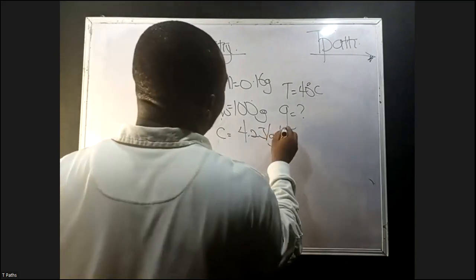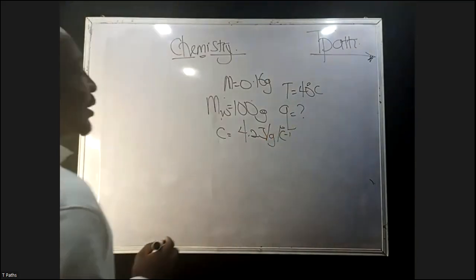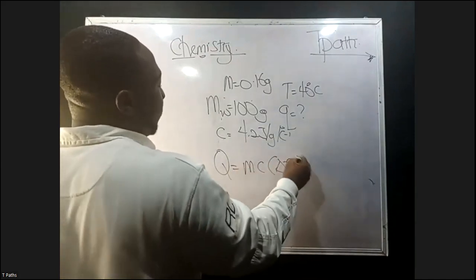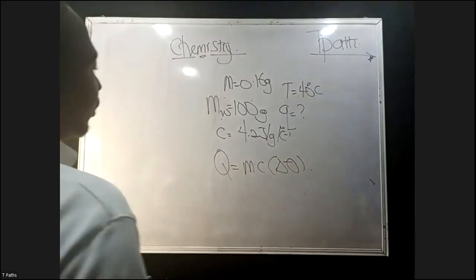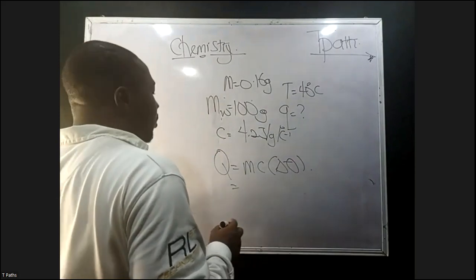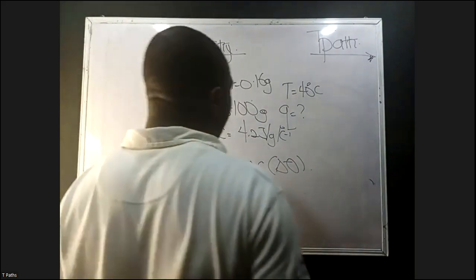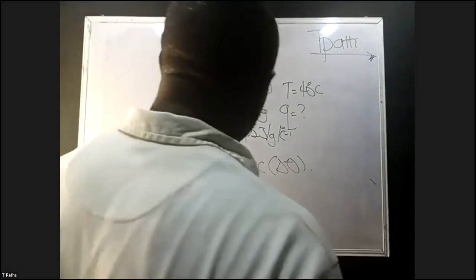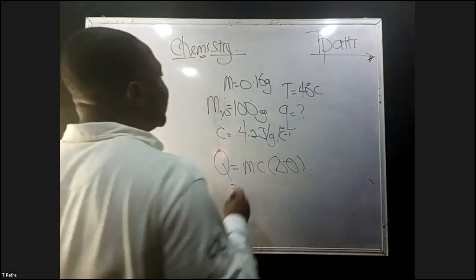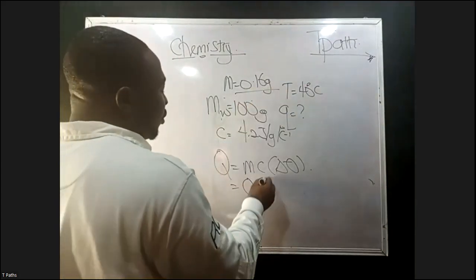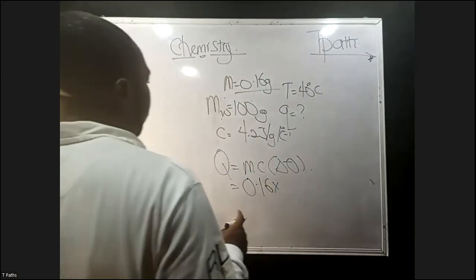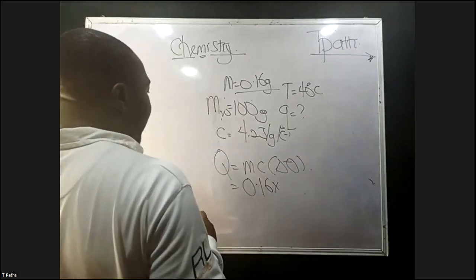Celsius. So now, first of all, we need to know one thing, that Q is equal to MC change in theta. What is the mass here? Is it the mass of water, or is it the mass of the gas? The mass I'm talking about here is the mass of the gas. That is 0.16 times, what is C? C is 4.2 joules per gram per degree.